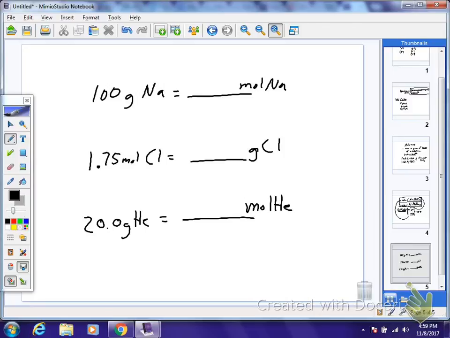For sodium, it's 22.99 grams for one mole. For chlorine, it's 35.45 grams is equal to 1 mole. And for helium, it's 4.01 grams is equal to 1 mole. With that information, go ahead and make your conversions. You can push pause, do your conversions, and then I'll have the setups.